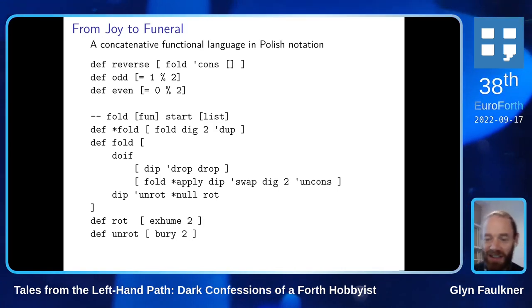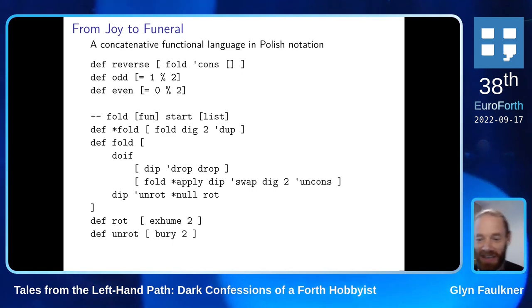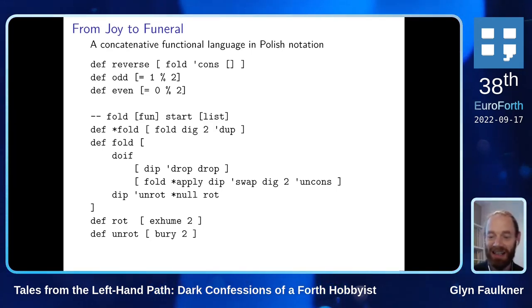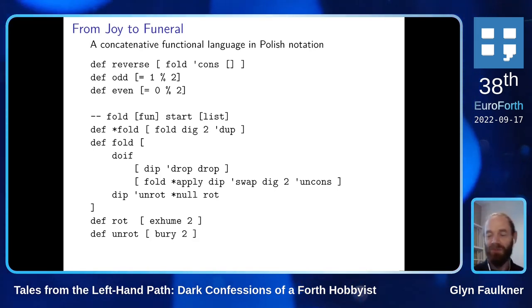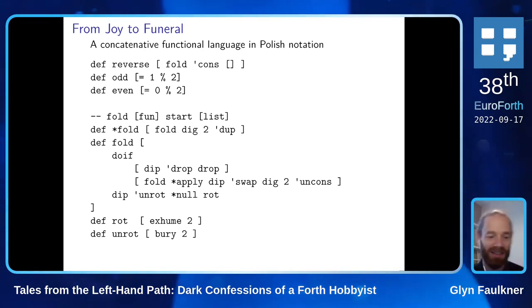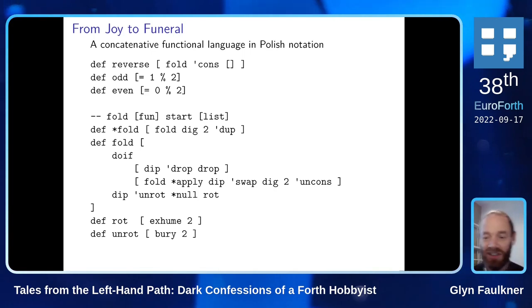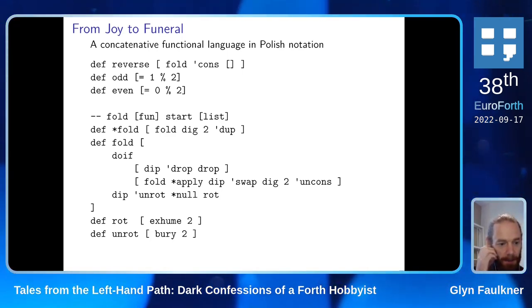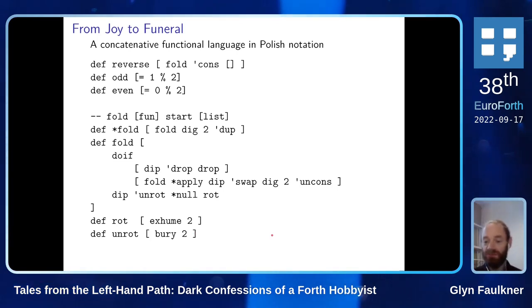So down at the bottom, we have a definition for essentially minus rot, by another name, which takes the top item off the stack and buries it under the next two items. When you run minus rot, it will take the next thing after it in the program stream, and interpret that as where in the stack to put the top item. So essentially, with Polish notation, you have to read the whole thing backwards. It's been a long time since I looked at Funeral, and I was pleasantly surprised at how readable it actually is after all this time.